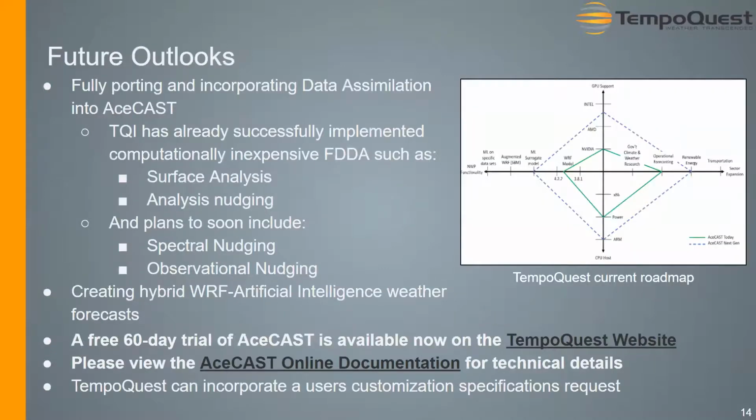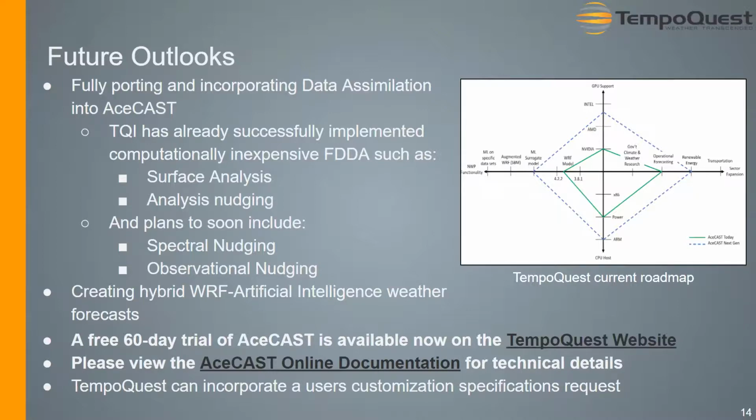Looking ahead, TempoQuest plans to fully incorporate data assimilation techniques into AceCAST. Right now, AceCAST supports surface analysis and analysis nudging, and is actively incorporating spectral and observational nudging. TempoQuest also plans to create a hybrid WRF artificial intelligence weather forecast.